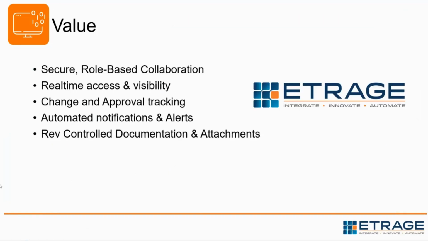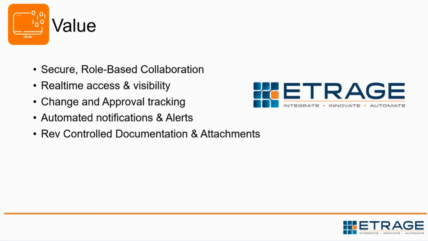So what's the value, right? Ultimately, at the end of it all. Value is, first off, you're using a secure role-based collaboration environment to ensure that only the right people with the right roles and permissions get access to the data. You have real-time access and visibility across the entire project. So anyone with a login to that can see and status the project as is, without having to rely on, well, who has the latest information, and let's send them an email to see if they can give me a status update.